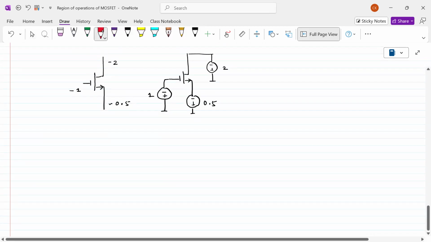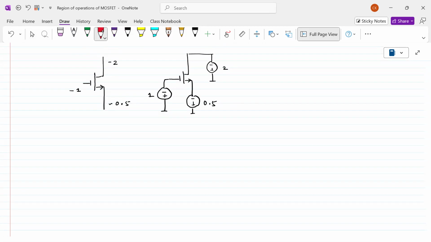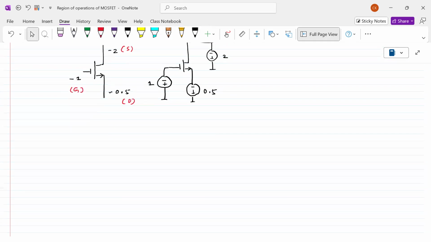Which one is this? It's an NMOS transistor, definitely. Because all are negative quantities, but I am saying NMOS transistor because of the arrow. Which one is the source? Which one is the drain? Initially, I didn't mention. Now you have to tell me. Which one is the lowest potential here? So the source is here. This is the drain. So what is the potential difference here?